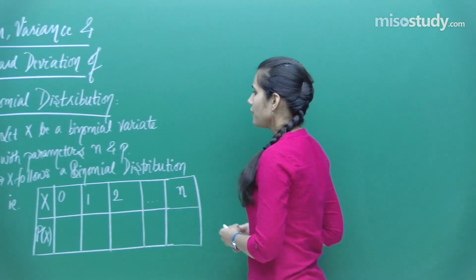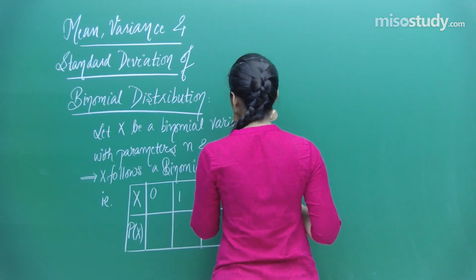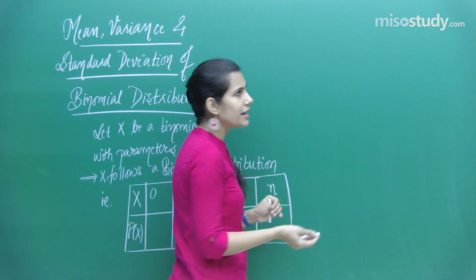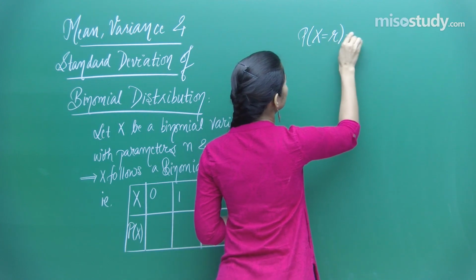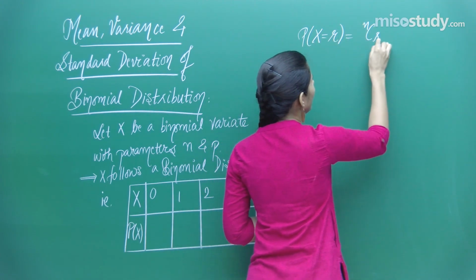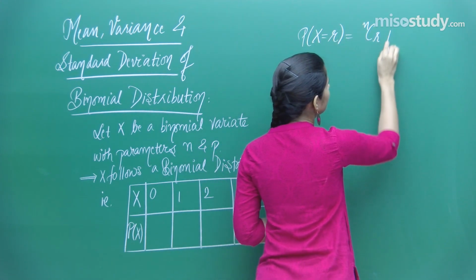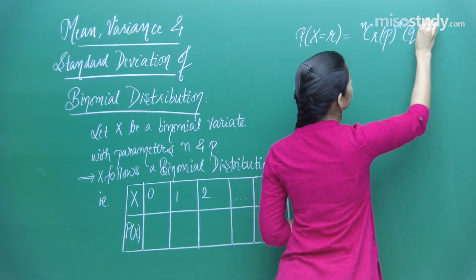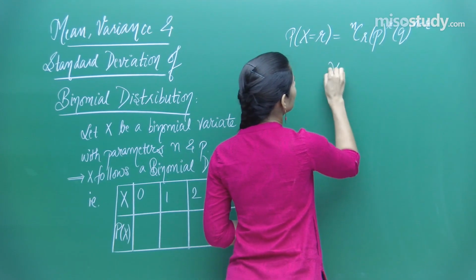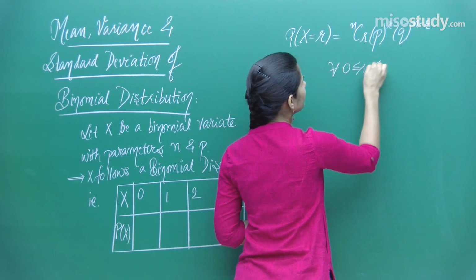If I have n, if I have p, n is known, p is known, q is nothing but 1 minus p. Probability of X equals R: n I know, R I know varies from 0 to n, p I know, q I know. And this is true for all R varying from 0 to n.